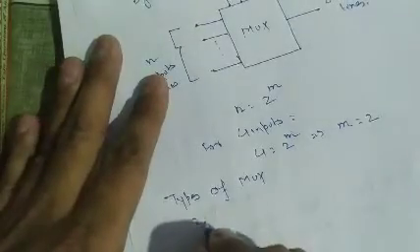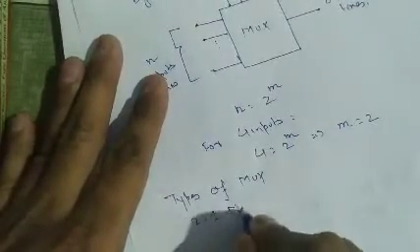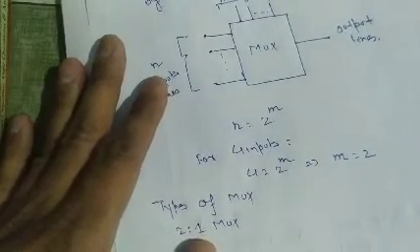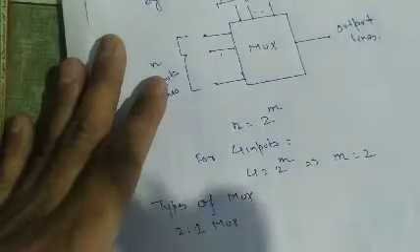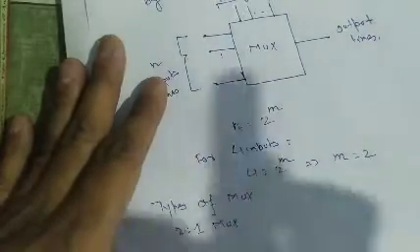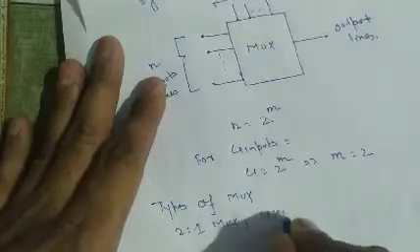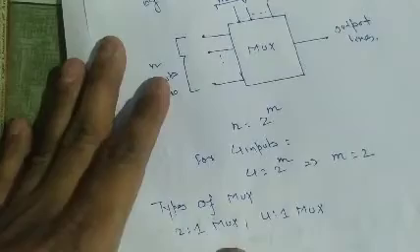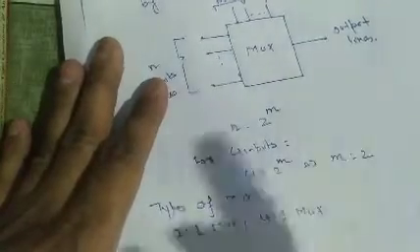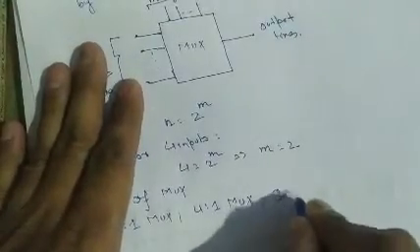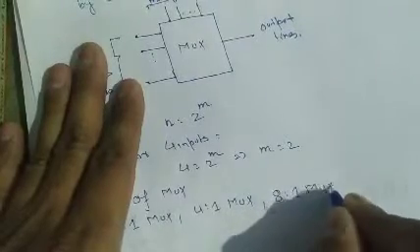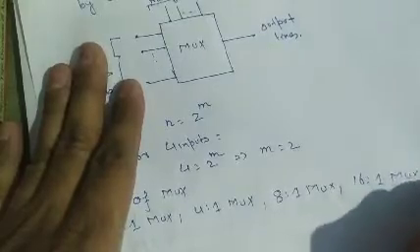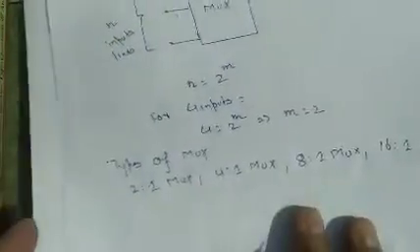Types of mux. It is 2:1 mux. What does this 2:1 mux mean? That means it has 2 inputs and 1 output. And how many select lines does it have? Only 1 select line. 2 to the power 1 equal to 2. And again 4:1 mux. How many inputs does it have? It has 4 inputs, 1 output, and number of select lines 2. And again 8:1 mux, 16:1 mux, and so on. 32:1 mux, 64:1 mux, and so on.